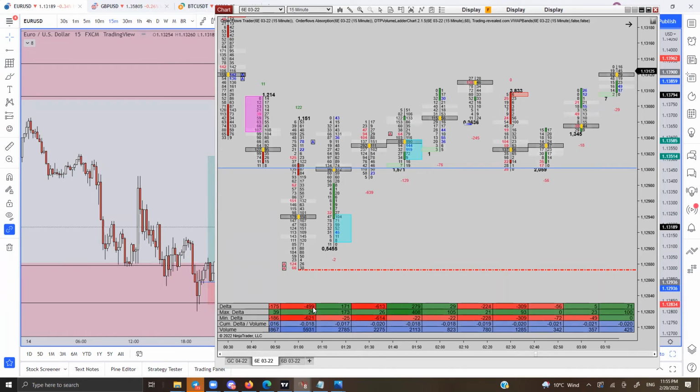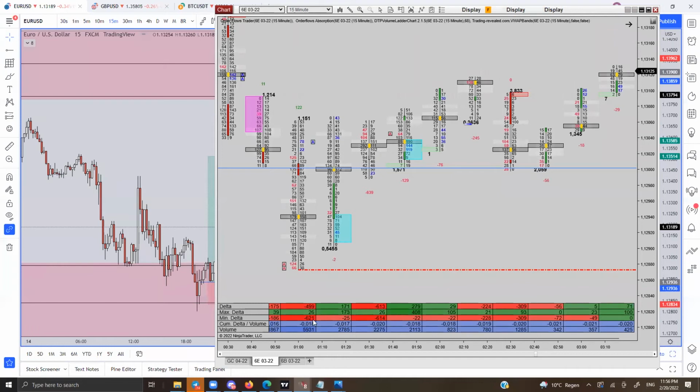Also, look into the delta here. That is very interesting. The previous candle's delta was minus 621. Suddenly it falls to minus 25. So this information you cannot get anywhere without order flow.